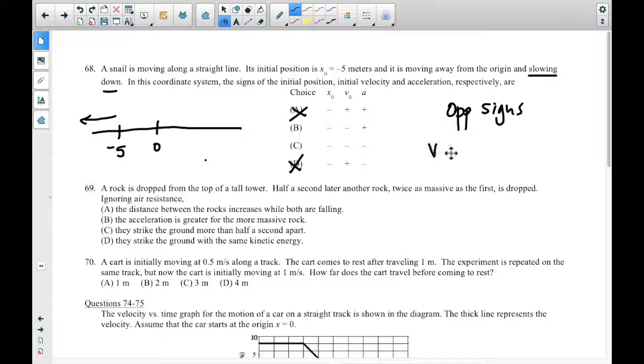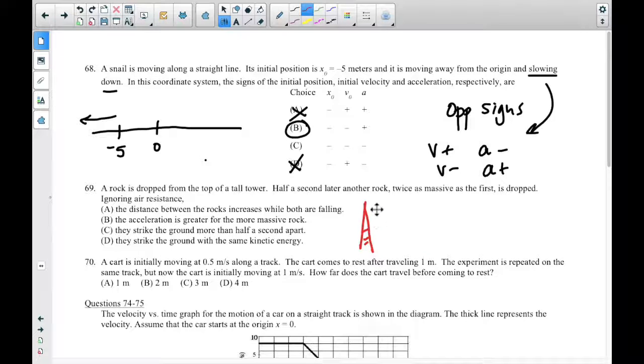That is, if the velocity is positive, then the acceleration is negative. That would be slowing down. If the velocity is negative, then the acceleration must be positive for it to slow down. And so B is the correct answer here.